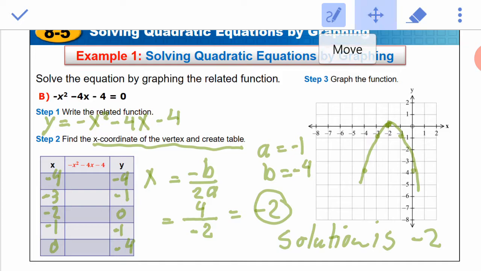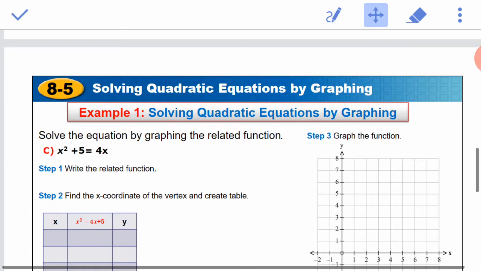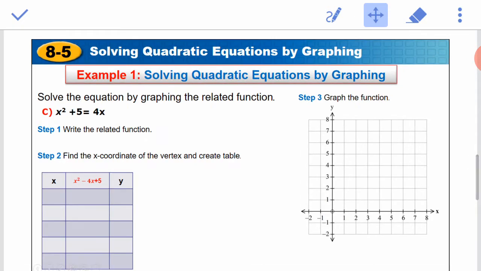If you remember, guys, in part A, there were 2 solutions. In part B, there is exactly one solution. Let's see the third scenario and look at part C. In part C, we're given another quadratic function, but this equation is kind of a tricky one because it is not equal to 0. In order to write the related function, you have to make sure this equation is equal to 0. In order to set this equation equal to 0, you need to get rid of this 4x. So let's subtract 4x from both sides, and write our equation in the standard form.